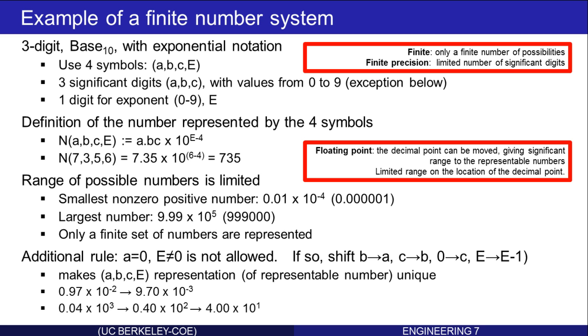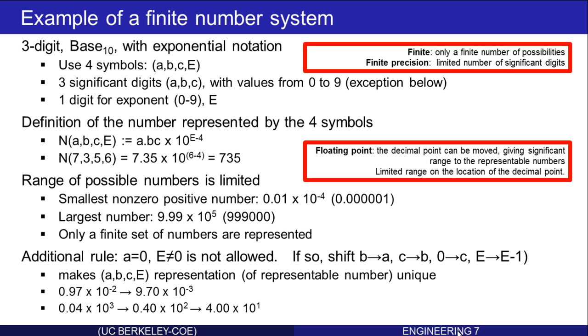For instance, 0.97 times 10 to the minus 2 can be changed to 9.7 times 10 to the minus 3. Similarly, 0.04 times 10 to the third can be shifted to 0.4 times 10 to the second, and finally 4 times 10 to the first. The representations on the left are illegal because they involve A equals 0 and E not equal to 0, while the representations on the right are legal.